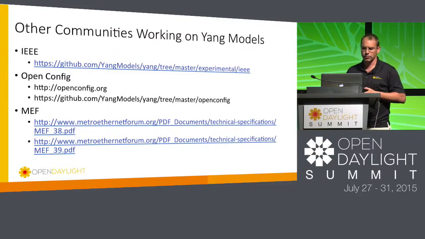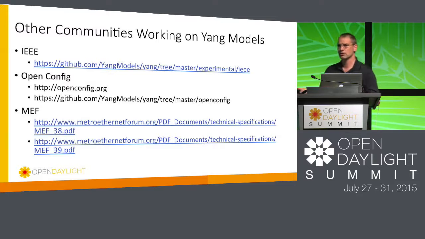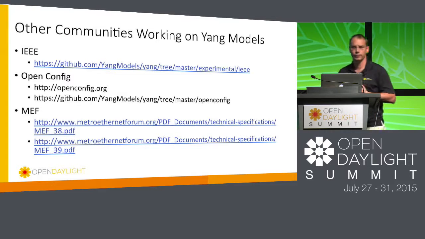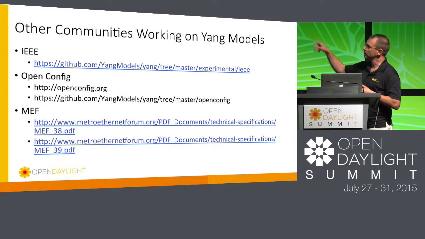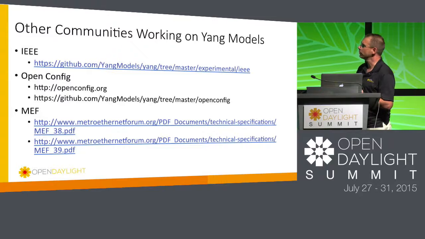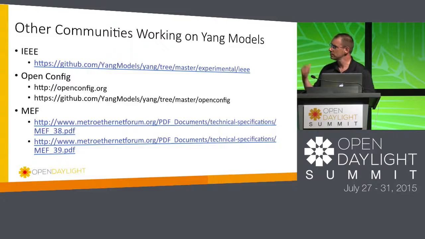I mentioned some of the other communities working on models. So IEEE just started working on models for bridging, for example. Those are on the GitHub repo. OpenConfig, some of you have probably heard, like Anees gave a talk yesterday. He started OpenConfig. Their models are hosted here. And MEF, Metro Ethernet Forum, is starting to do models as well, and those might be interesting.